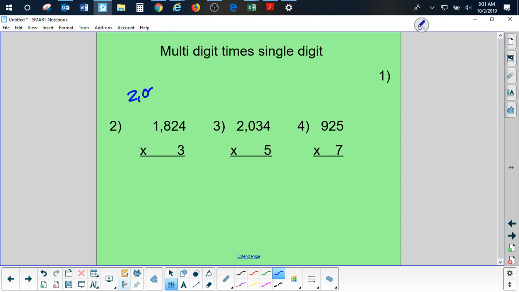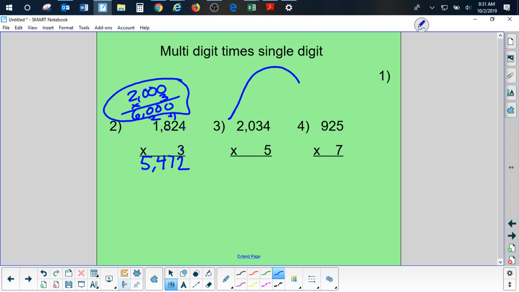For number 2, I'm going to estimate. I know 1,800 is close to 2,000. If I multiply that by 3, I would get 6,000. So my answer should be somewhere around 6,000. When I start multiplying, 3 times 4 is 12. Put down my 2, regroup my 1 in the next place value. 3 times 2 is 6, plus 1 is 7. 3 times 8 is 24. Put down my 4, regroup my 2. And then 3 times 1 is 3, plus 2 is 5. So my answer is 5,472.